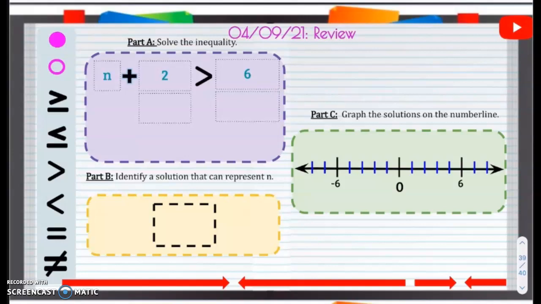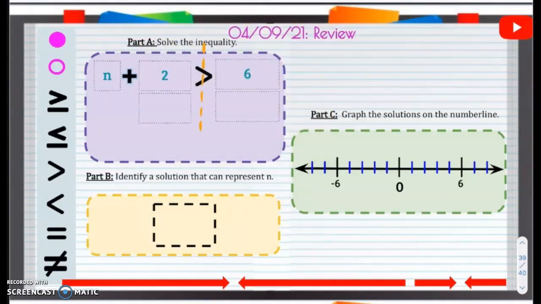All right, we're going to do a review that's going to tie into what we're doing. So the first part is, we're going to solve this inequality. Remember, an inequality has less than, greater than, equal to signs like that. So what we're going to do is, first of all, treat this inequality symbol just like an equal sign.